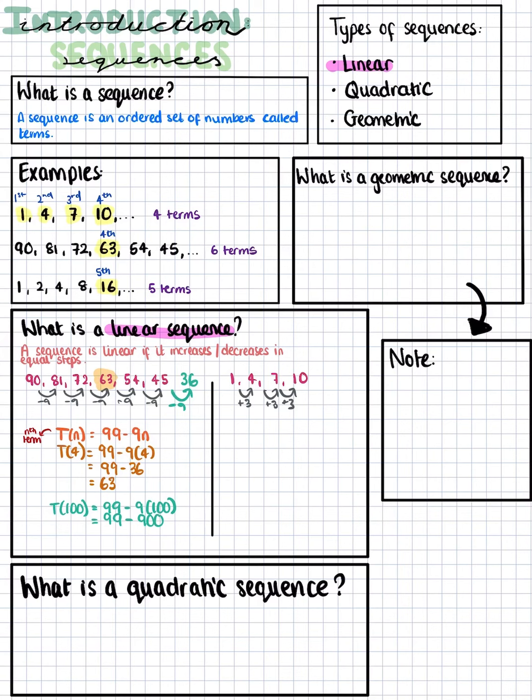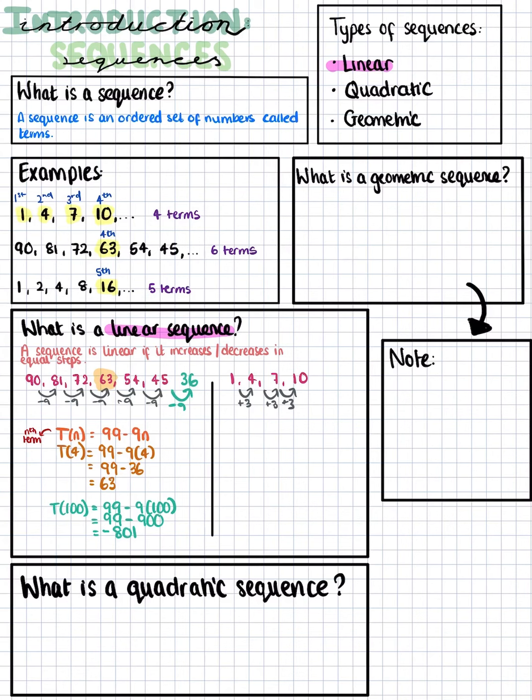Now be careful, because this does give us a negative answer, and 99 minus 900 gives us minus 801, which seems right because if we're decreasing by 9 each time, and we do this 100 times, we expect our answer to be negative. And this is a lot easier than writing out our entire sequence.